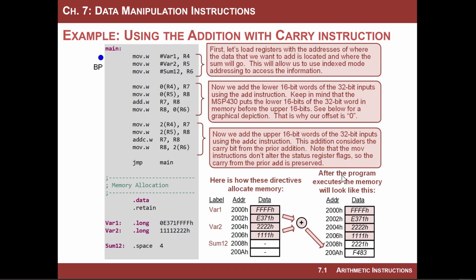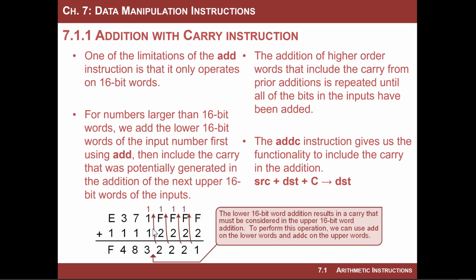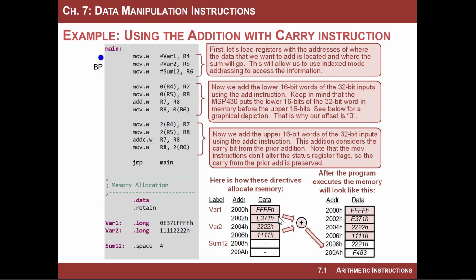And so let's do an example. I want to take a 32-bit word that has the value E371FFFF, and I want to add it to a 32-bit word that is 11112222. I only have 16-bit widths in the memory system of the MSP430, so the way that I have to store that in memory is I'm going to put the low word first, okay, in address 2000.